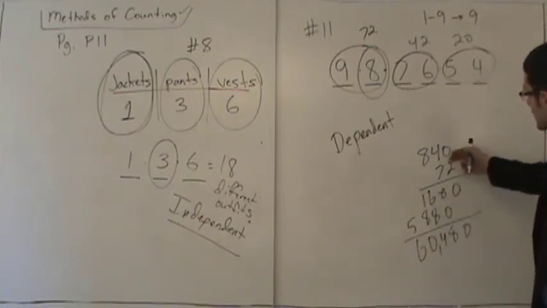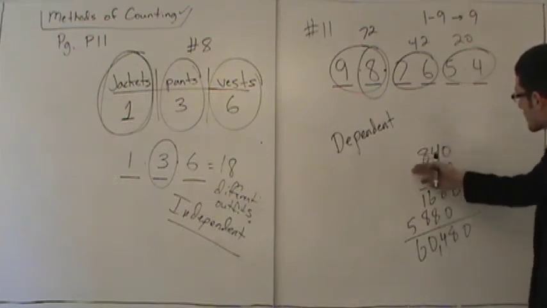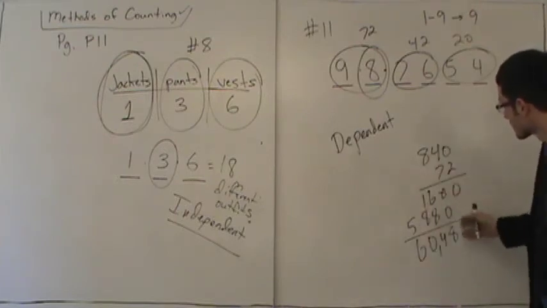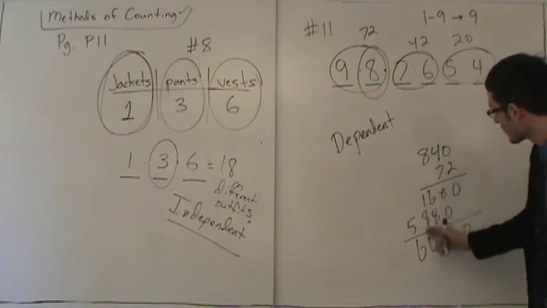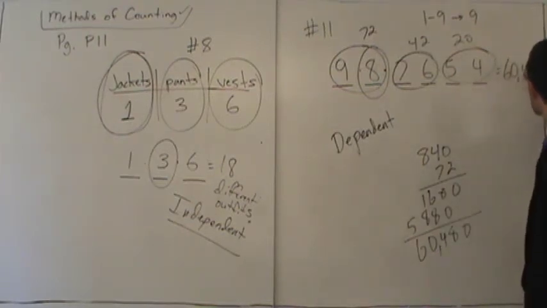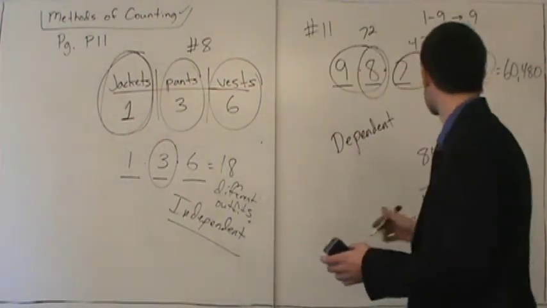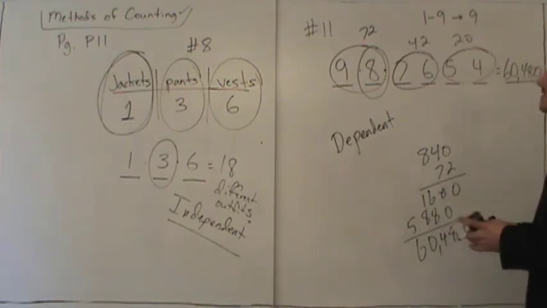So let's double check. 0, 8, 16, 0, 28, 8, carry the 2, 58, 0, 8, 14, 4, carry the 1, 10. Yeah, this is 60,480. So she has 60,480 possibilities for passwords. Wow. These things get large very quickly.